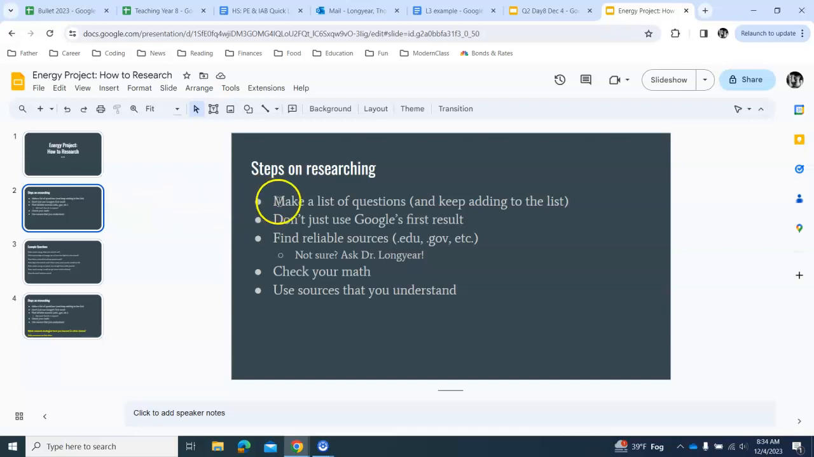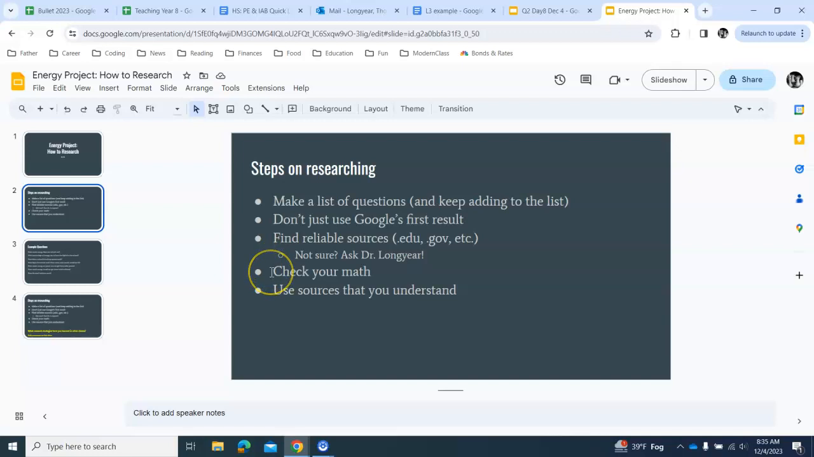First one, make a list of questions and keep adding to that list. I'll show you an example of a list in a minute. Next one, don't just use Google's first result. Find reliable sources like a .edu or a .gov or something else. And if you're not sure if something is reliable, then please ask me. There are some websites that I know are reliable, maybe a research website or something like that, where you can just run it by me and I'll tell you if I think it's trustworthy.